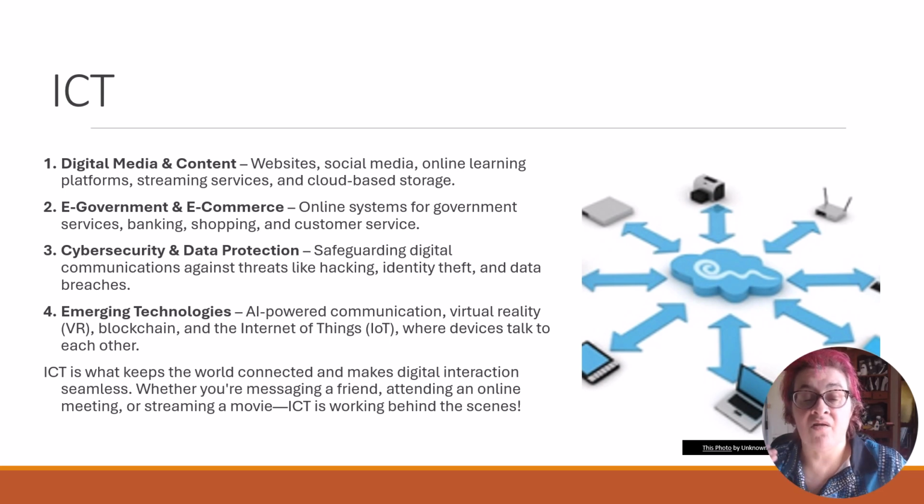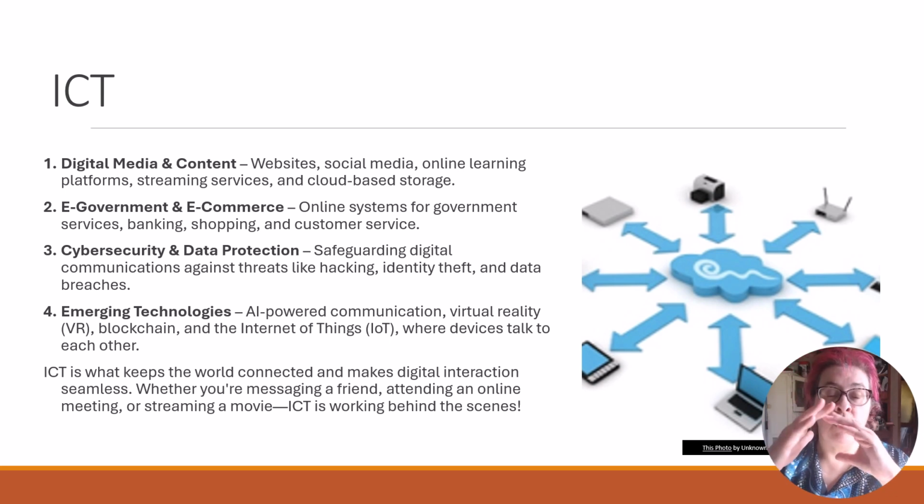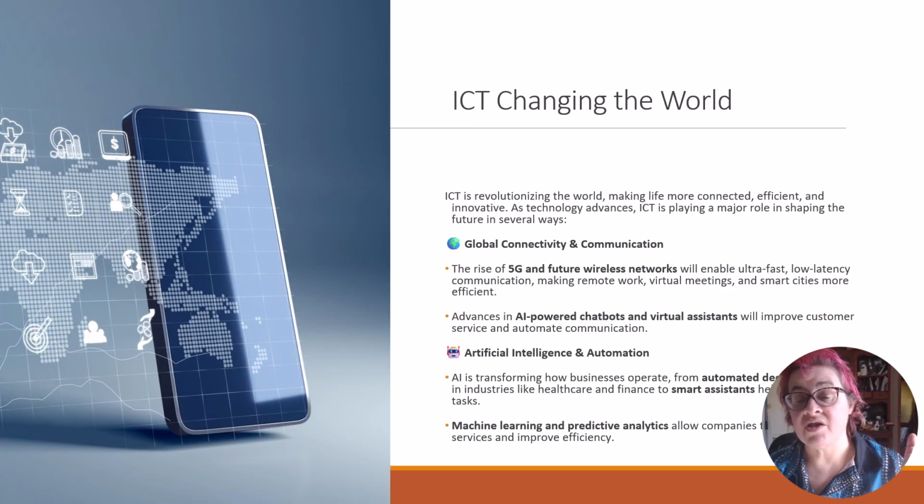Emerging technologies: AI-powered communication, virtual reality, blockchain, and the Internet of Things, which are devices that talk to each other. We're going to go into way more detail on a lot of these things later on in other videos. ICT is what keeps the world connected and makes digital interaction hopefully seamless. It doesn't always work like that, but sometimes it does. When you're messaging a friend, attending an online meeting, or streaming a movie, ICT is what is doing everything behind the scenes.